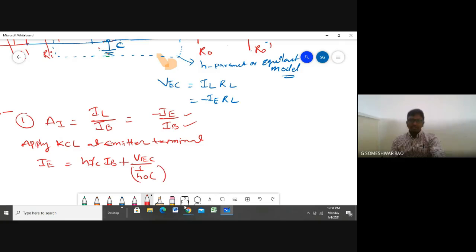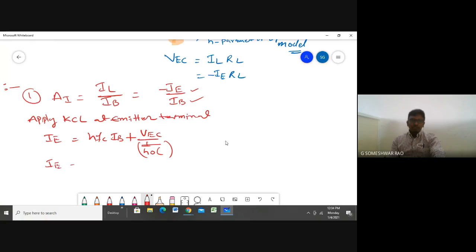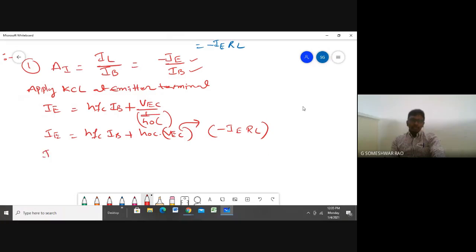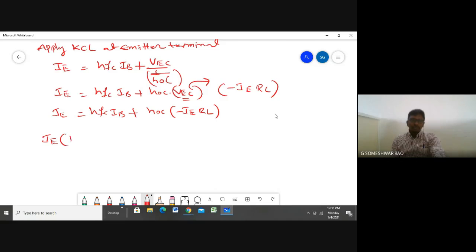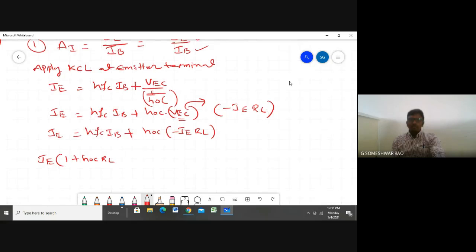Are you following? Yes or no? Yes, sir. Okay. So now IE is equal to HFC into IB plus HOC into VEC. But what is this VEC? It is nothing but minus IE into RL. So IE is equal to HFC IB plus HOC into VEC, I am replacing it as minus IE into RL. Now take IE common in this. If you take IE common, 1 plus HOC into RL, and this RL, I just wanted to make it RL dash.